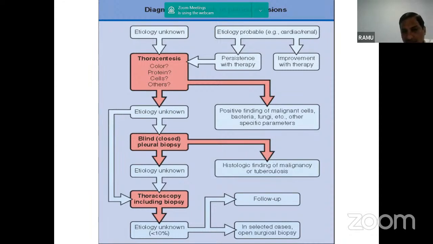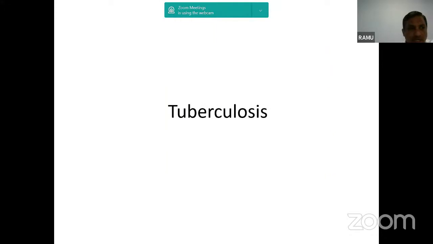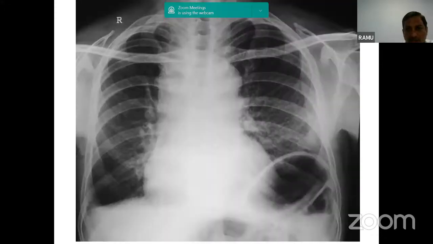Almost, based on this approach, if we do it only one time, we may not diagnose some pleural effusions. The etiology will remain undiagnosed in about 5 to 10%. Coming to entities like tuberculosis, this is one of my cases.